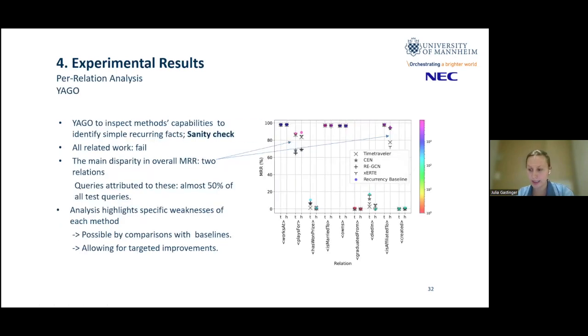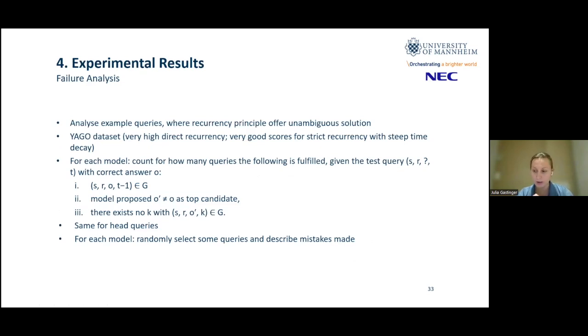In addition to this per-relation analysis, we did a failure analysis where we looked at some example queries where we think that the recurrency principle offers an ambiguous solution. We again use the Yago data set because we have this very high direct recurrency. For each of those models that we just showed, we count for how many queries the following conditions are fulfilled. We have the test query with the correct answer O. It must be fulfilled that this test query was in the graph in a previous time step, that the model proposed another O star, which is not O, as top candidate, and that this O star is not in the graph before. So it proposed something which is somewhat wrong. We do the same for the head queries. Then for each model, we randomly select some queries and describe the mistakes made.